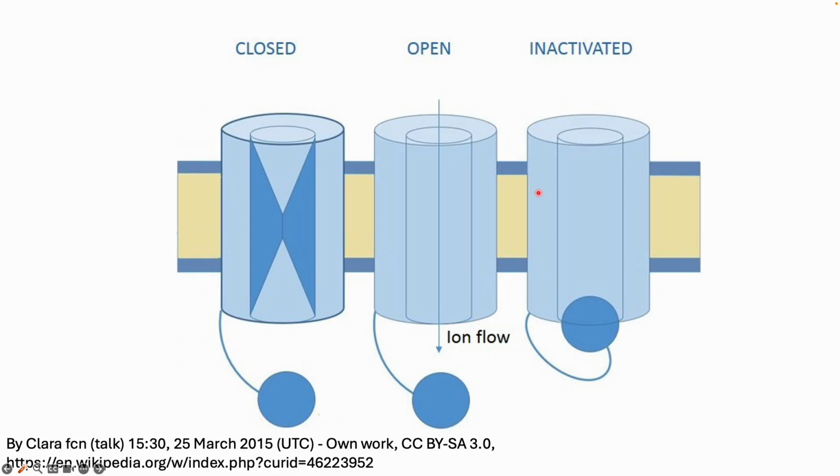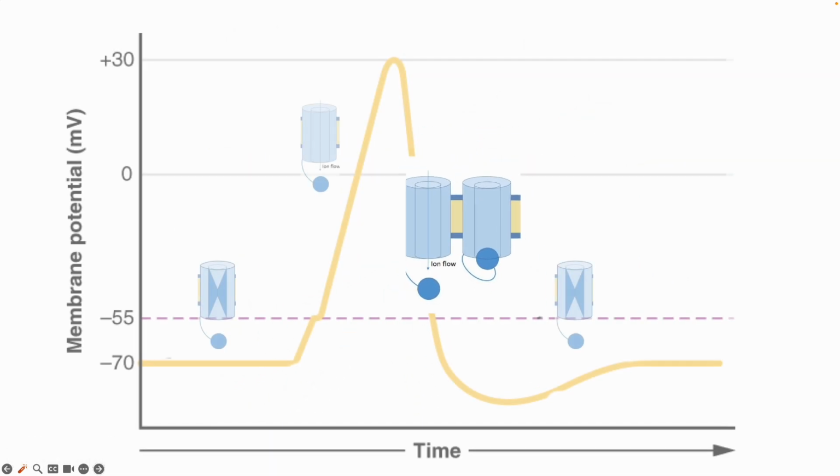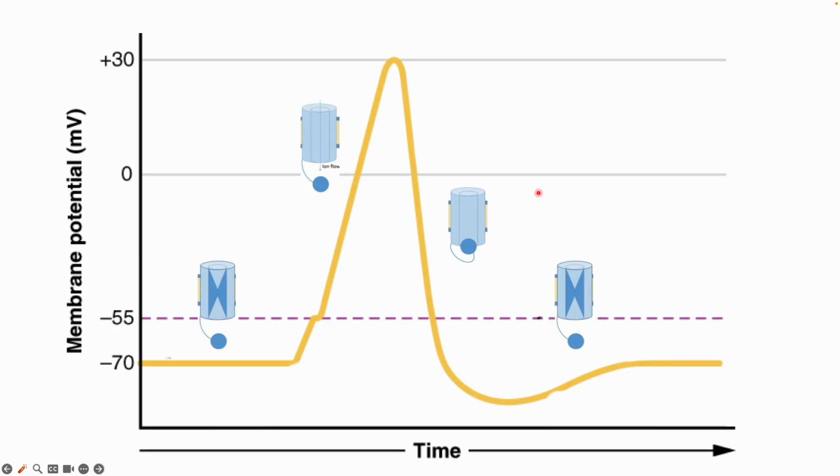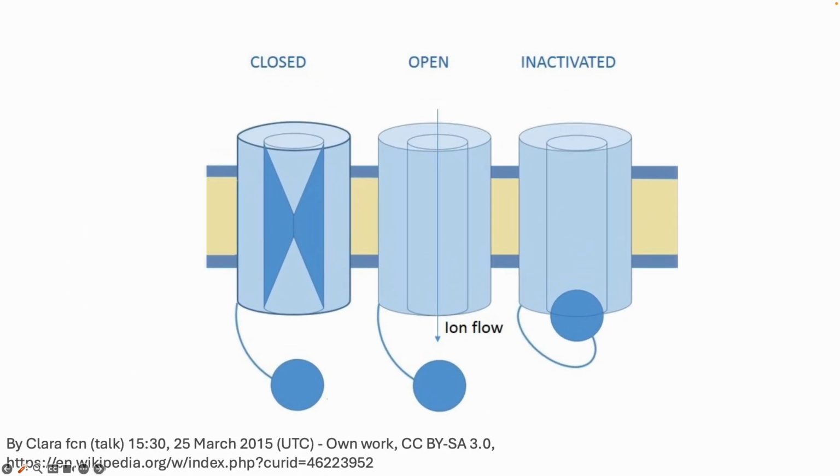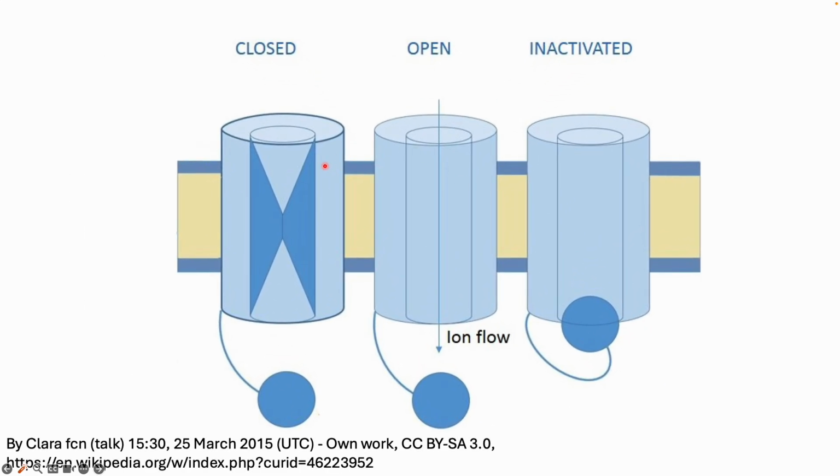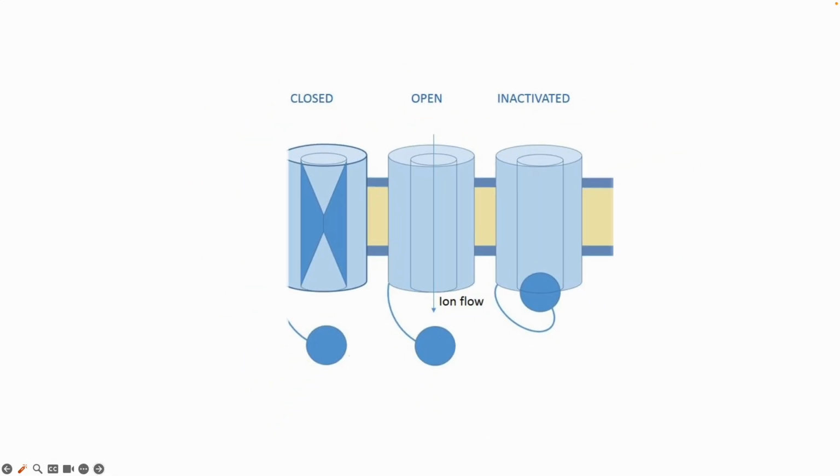All right, one thing to make a note of is that our voltage-gated sodium channels have three different conformation states. It can have a closed state, an open state, and an inactivated state. So the resting membrane potential has it in the closed state. So you can see closed has no passageway through it. Open, you have the passageway. Inactivated, you have the passageway, but the passageway is blocked.